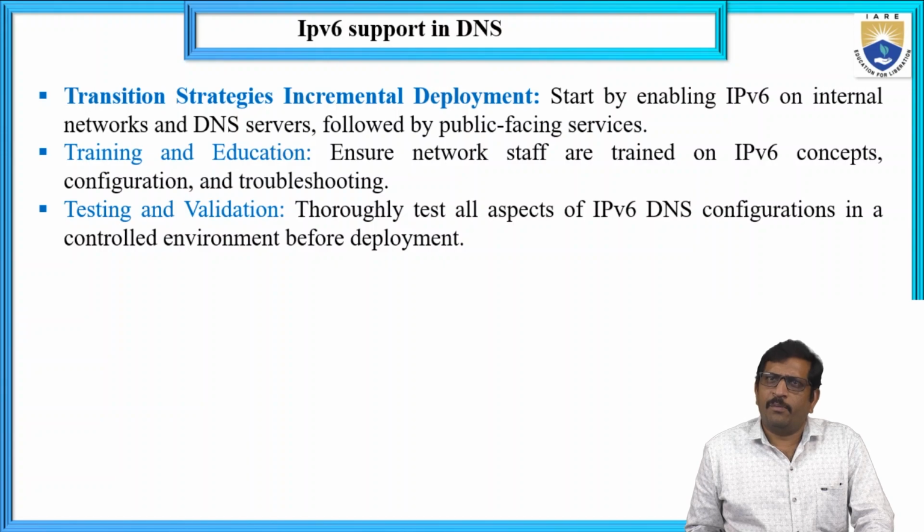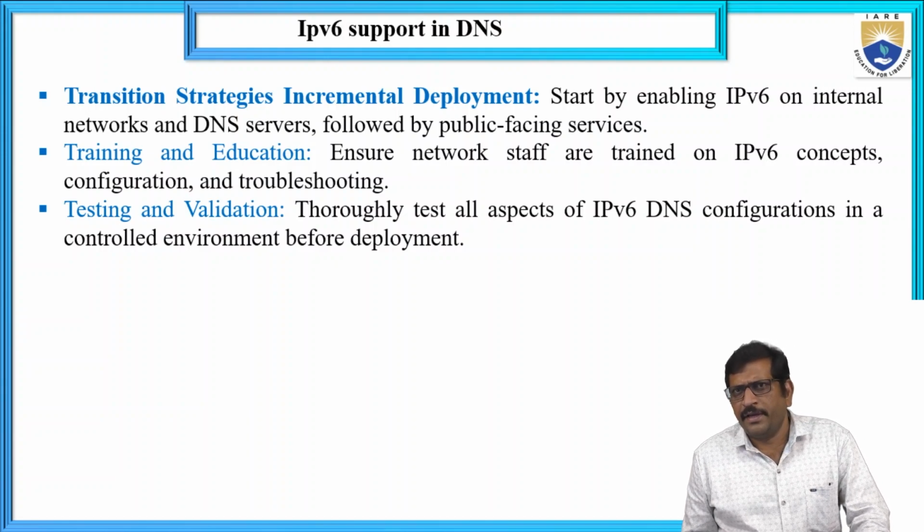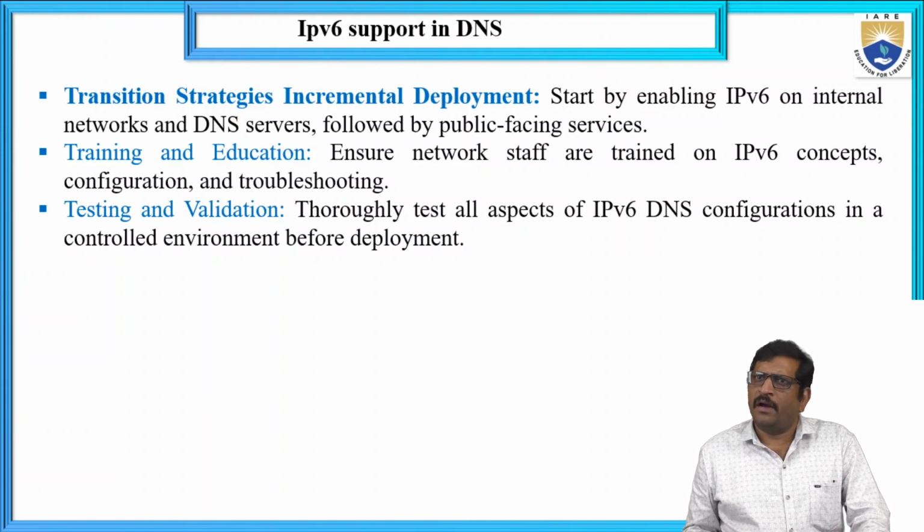Transition strategies: incremental deployment. Start by enabling IPv6 on internal networks and DNS servers mainly, followed by the public facing services. Training and education ensures network staff are trained on IPv6 concepts. So on this IPv6 concept, training and education is required: how to configure IPv6 and IPv4, and troubleshooting, if any issues arise, how you can perform the troubleshooting. Testing and validation: thoroughly test all aspects of IPv6 and the DNS configurations, the domain name system configuration, in a controlled environment before the deployment.